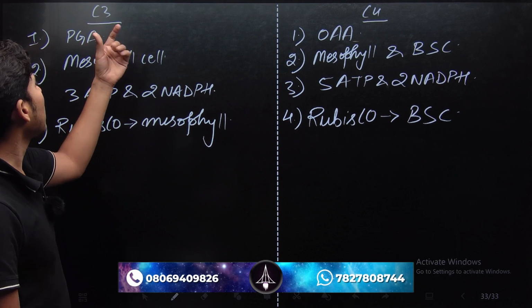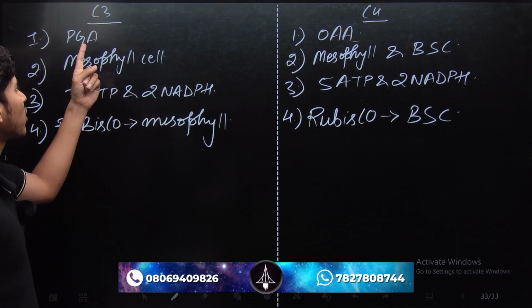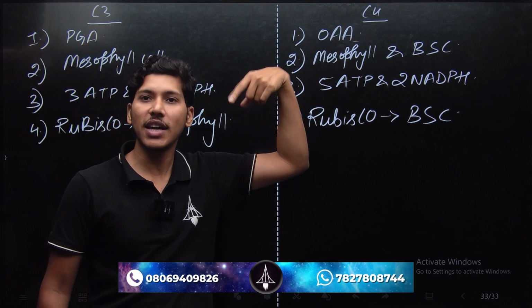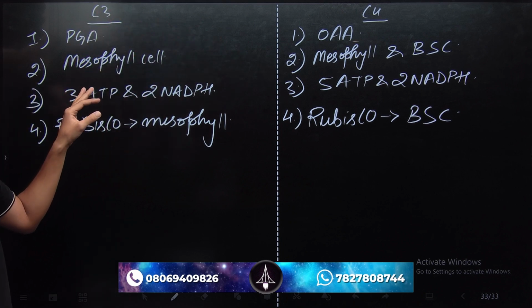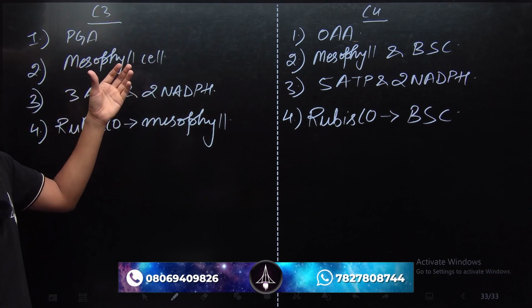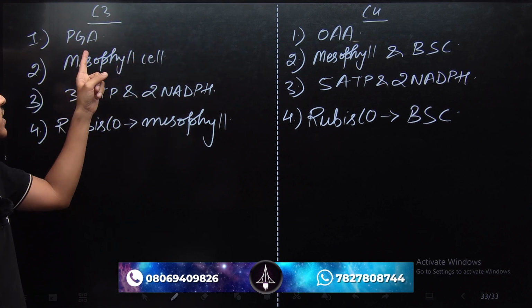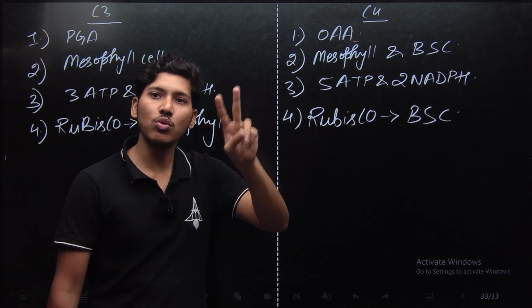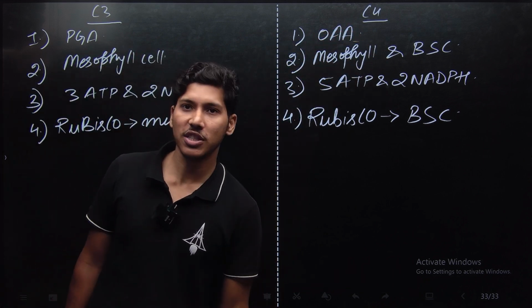In the C3 cycle the first product is phosphoglyceric acid, but in the C4 cycle it is oxaloacetic acid. In the C3 cycle there is only one cell involved, which is the mesophyll cell, but in the C4 cycle there are two cells involved, which are the mesophyll cell and the bundle sheath cells.